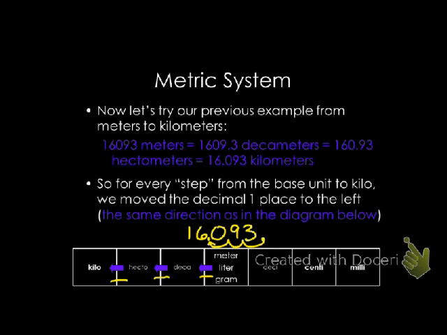Note that the digits did not change. They stayed the same. The only thing that changed was where the decimal point was located. If we clean that number up just a little bit by getting rid of the lines that we used to move that decimal point, just to represent what was happening, we can see that the amount of kilometers would be 16.093, or rounded would be 16.1.